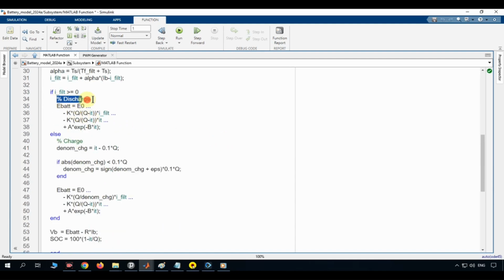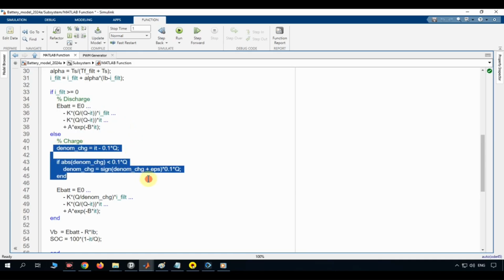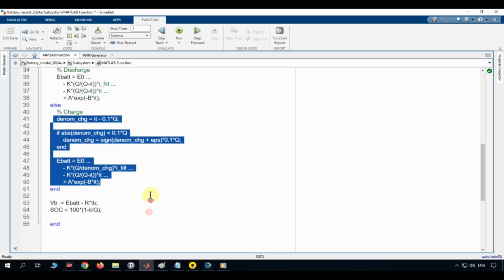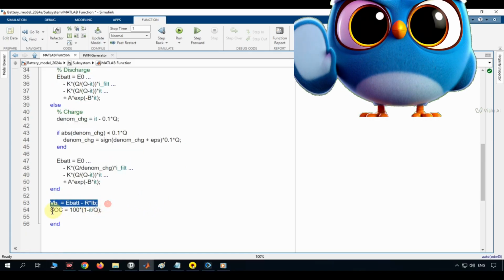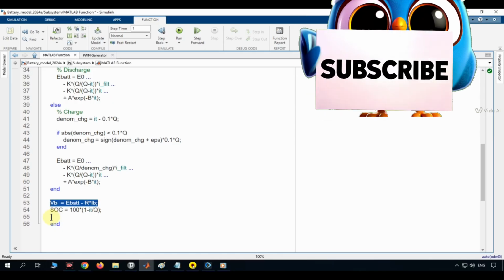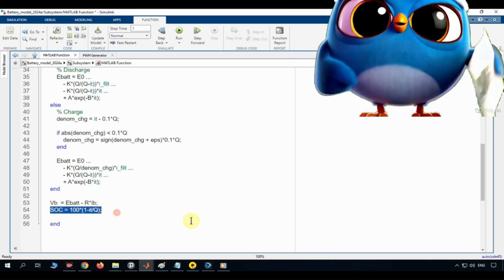For discharge, the voltage equation uses a straightforward model, while the charge phase introduces a denominator adjustment to handle the charging dynamics correctly. The battery function outputs two main things: the actual battery voltage, which supplies the power stage, and the state of charge, which lets us monitor the battery drain.